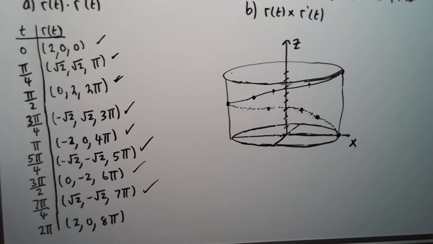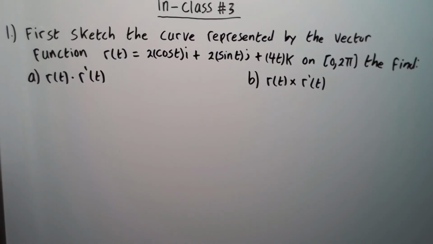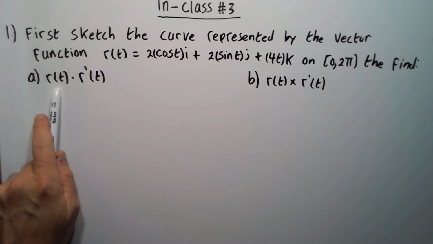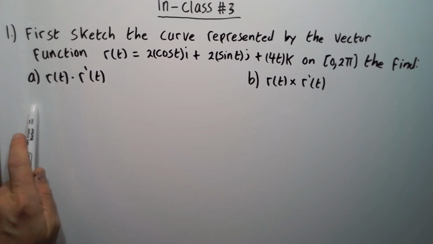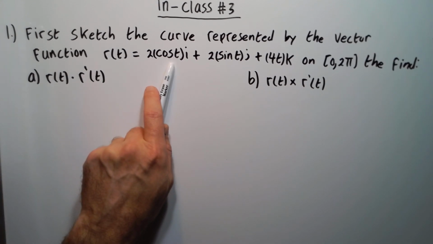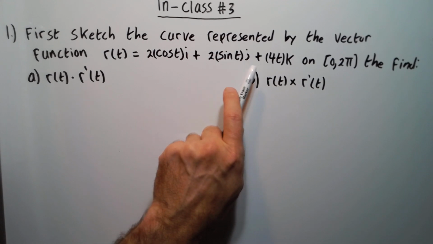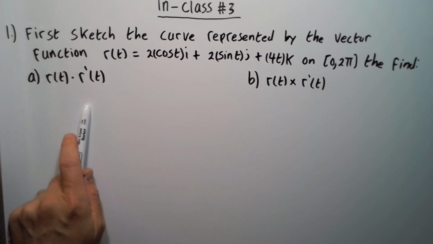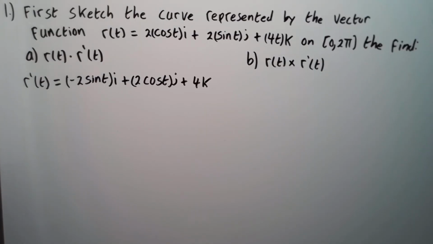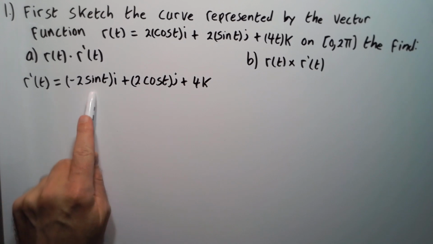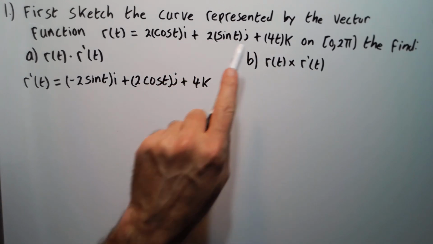So I'm going to erase this now. Okay, so let's do part A. We have to do r(t) dotted with r prime(t). Here's my r up here. So let's do r prime. So r prime would be derivative of cosine, which would be minus sine, derivative of sine, which would be cosine, derivative of 4t, which would be 4. So let me write that here. Okay, so here's my r prime.